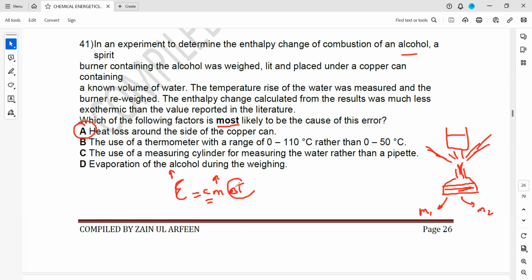Specific heat is constant. So what other factor can affect? That's the temperature. As a result of heat loss to the surroundings, the temperature change will be smaller. As a result, the enthalpy change will be lower. Is it clear? Question 41.